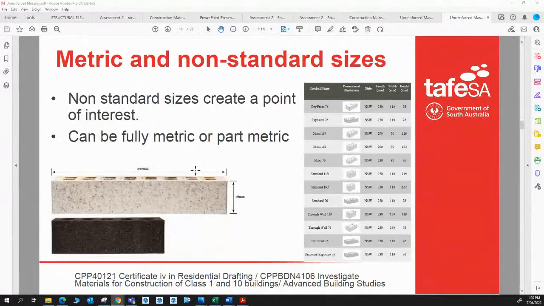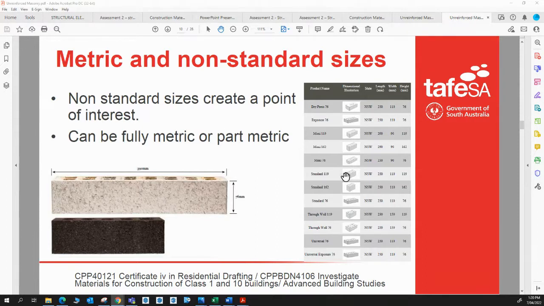So 390 long, you'd probably remember from your concrete masonry units or your Besser blocks. So they're 390 long, and that's a metric size, because once you add a 10 millimeter mortar gap, you've got this round figure of 400 millimeter increments. But it's only 76 millimeters tall, so it takes that 76 from the standard brick. So it's a bit of a mashup of a metric brick and a standard brick.